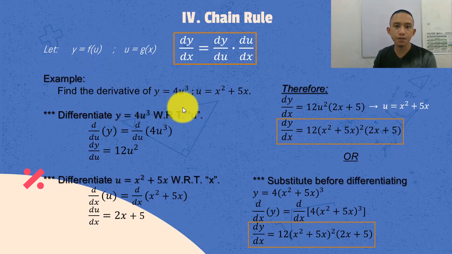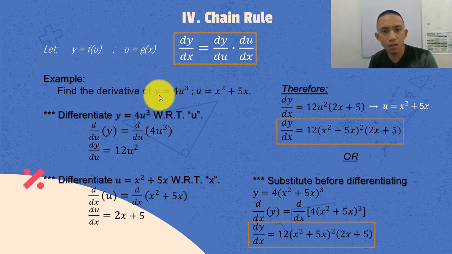Find the derivative of y equals 4u raised to 3. As you can see, y is a function of u. At the same time, u is a function of x, wherein u is equal to x squared plus 5x. So this is now this type of function, which falls under the chain rule. Let's try to solve that one under the chain rule.